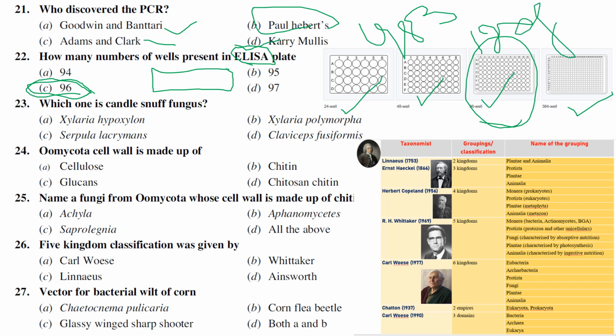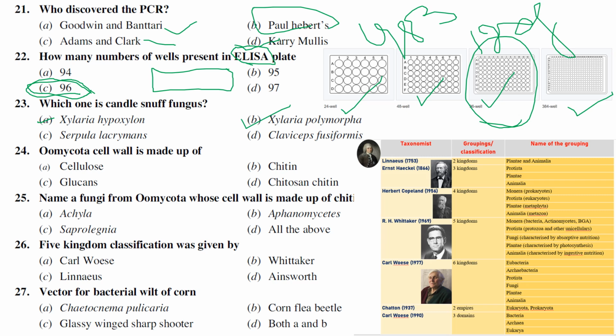The next one is which one is called as candle snuff fungi? Xylaria hypoxylon, Xylaria polymorpha, Serpula lacrymans, Claviceps fusiformis. So which of the following fungi is generally called as candle snuff fungi? Xylaria hypoxylon is generally called as candle snuff fungi. Xylaria polymorpha is generally known as dead man's finger.